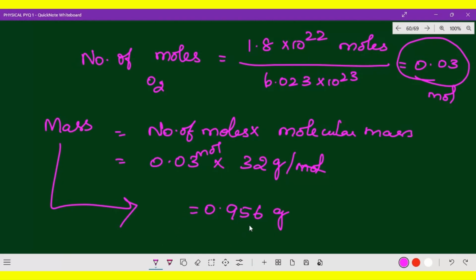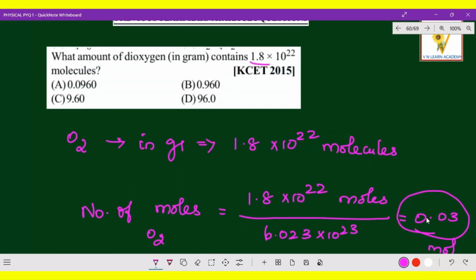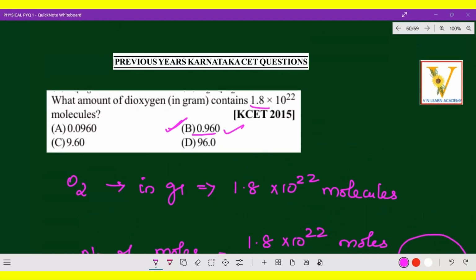So mass is approximately 0.956, and we can round it to 0.96 gram. I hope you got the clarity. Which is the correct option? 0.96 gram, so option B is the correct option. Hope you got the clarity. Let's go to the next question.